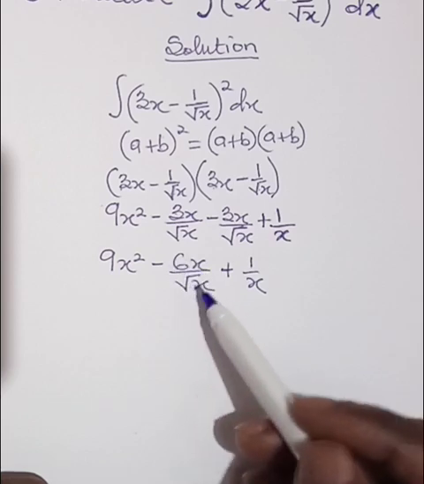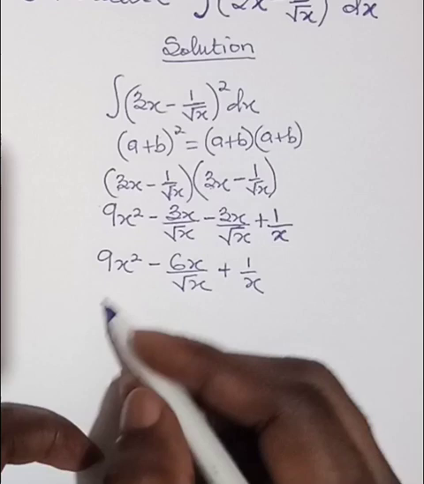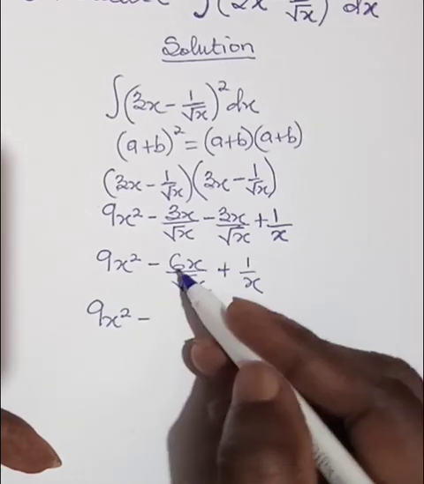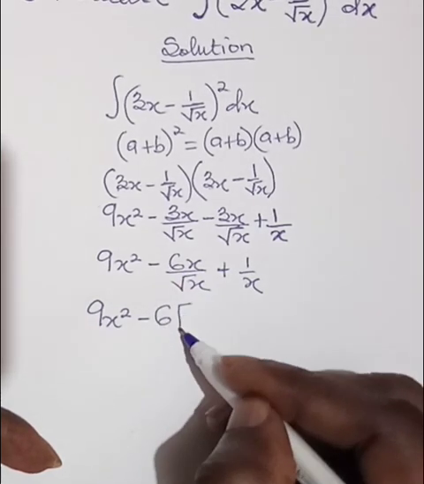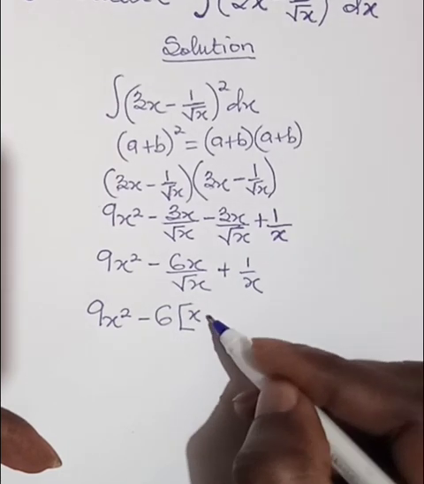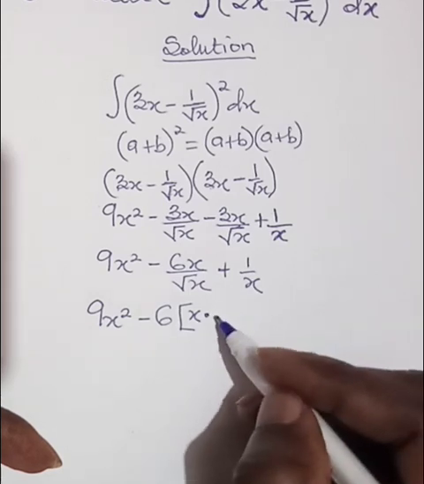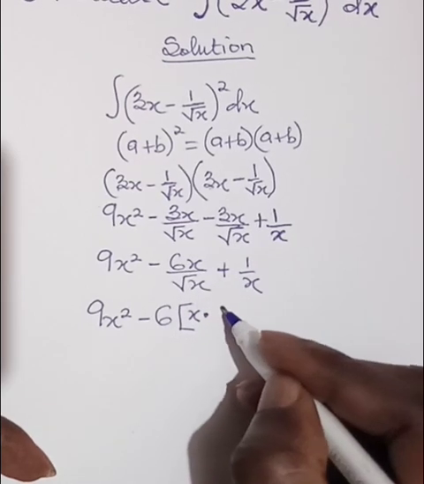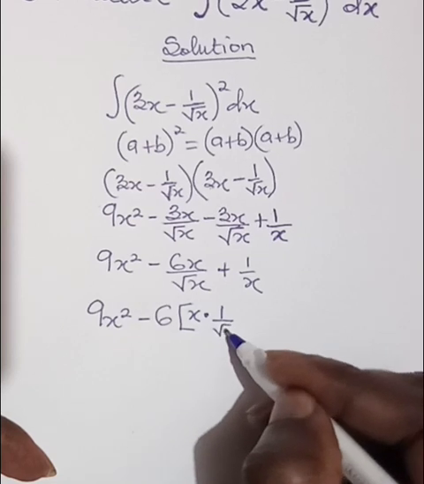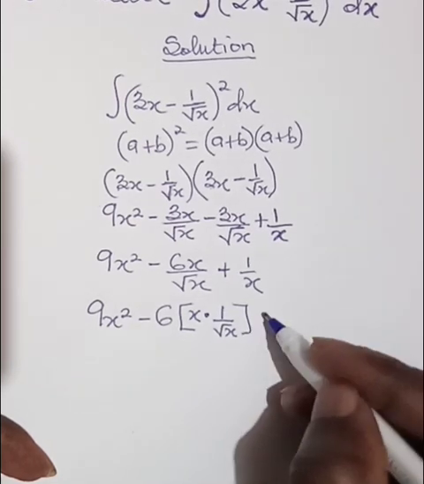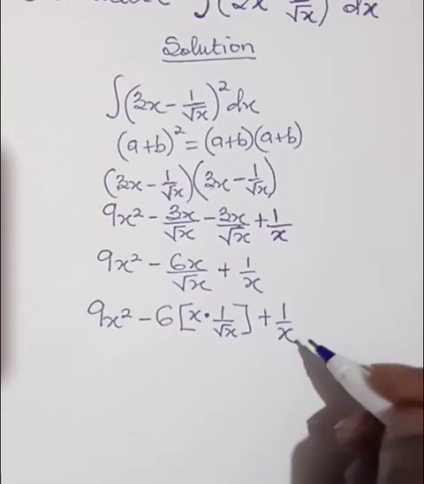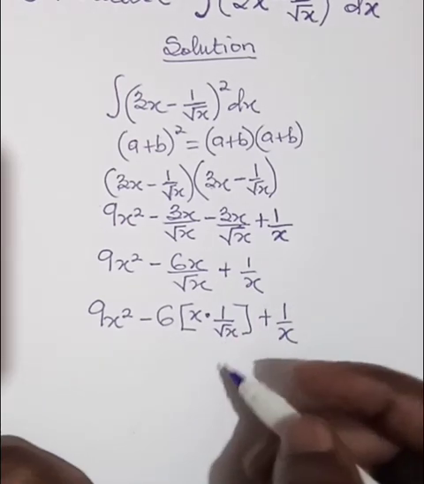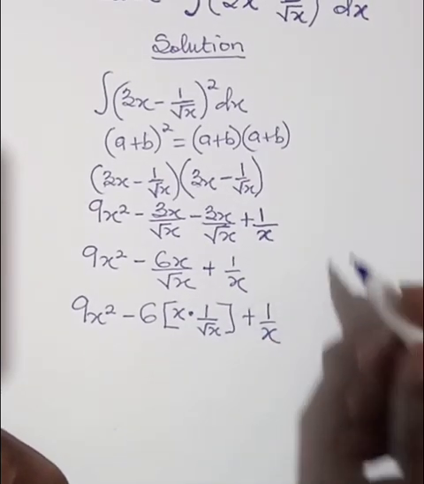So let's see if we can further simplify this. When we get to this point, I will write my 9x squared again, minus. Then here I can write it as x dot, the dot meaning times, that is the product of this, so we'll have 1 on square root of x, plus 1 on x. Good.